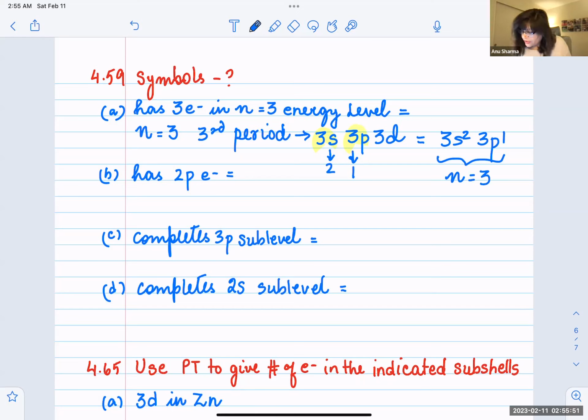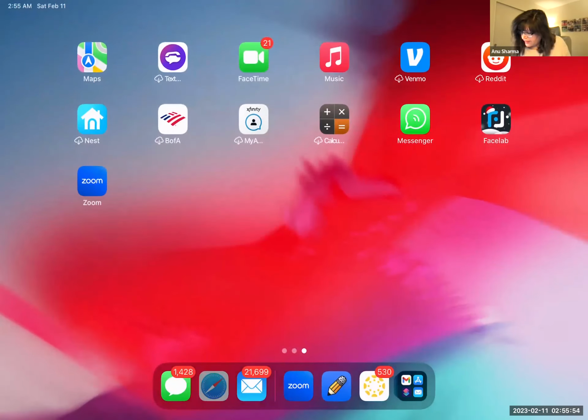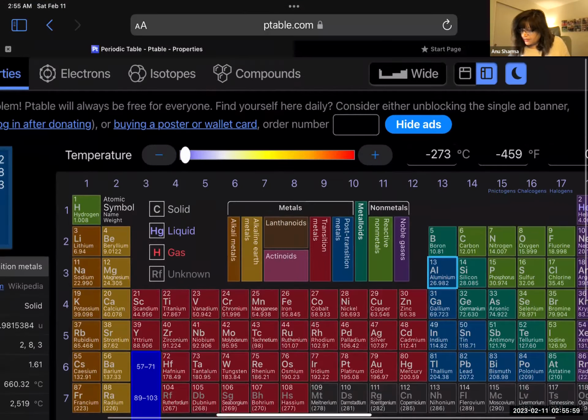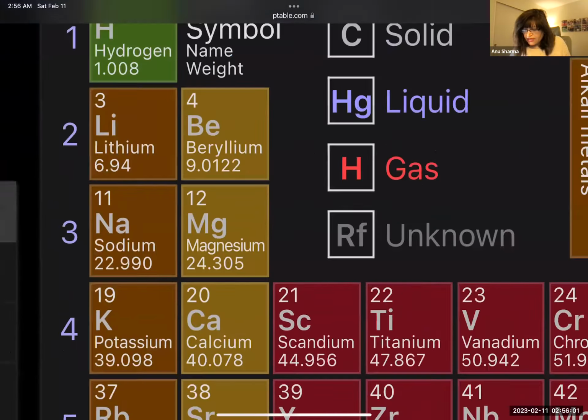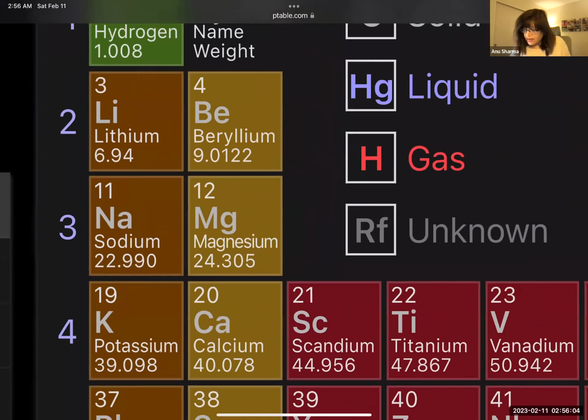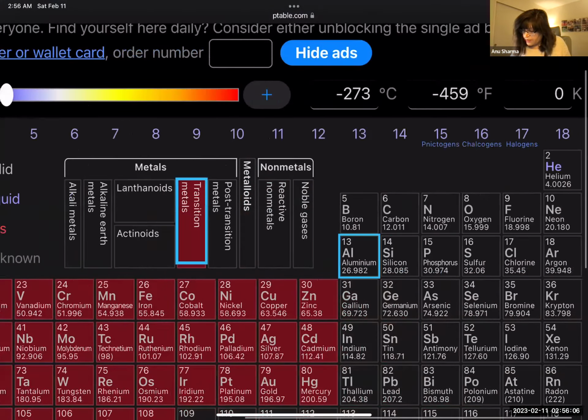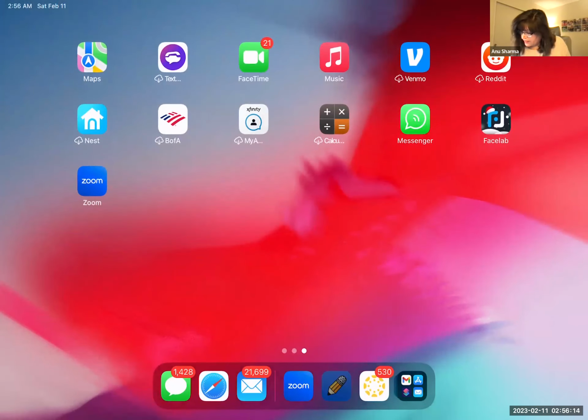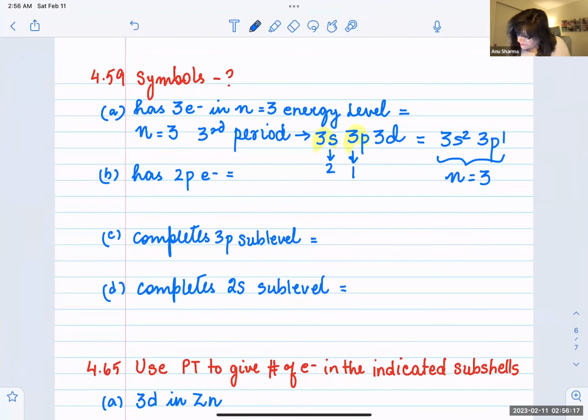So which element is that? We just looked at it. It looks like aluminum, because aluminum is in the third period, right? That's the third period, number 3, and aluminum belongs to that period. So it's 3s2 and 3p1. So that's aluminum, 13.